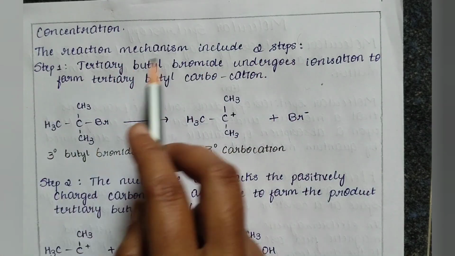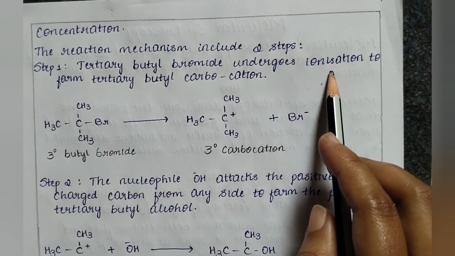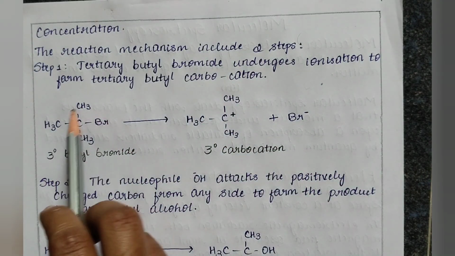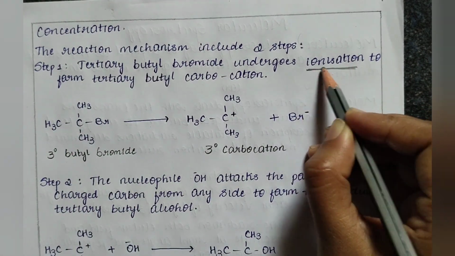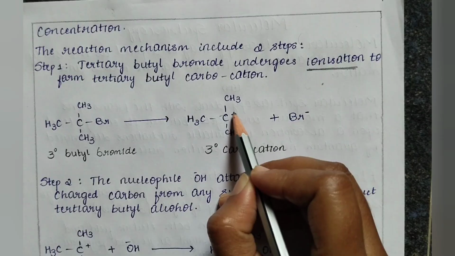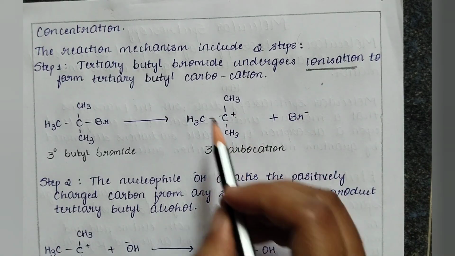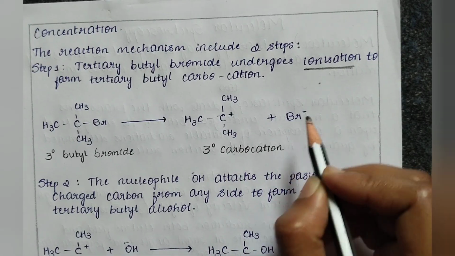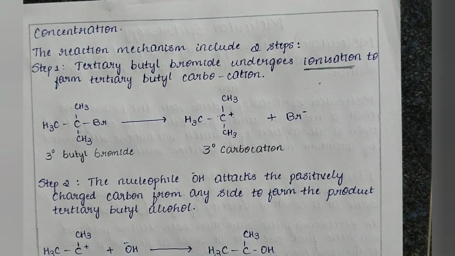The first step is that tertiary butyl bromide will undergo the process called ionization to form a tertiary butyl carbocation. So here we can see the tertiary butyl bromide will undergo a process called ionization, which is nothing but formation of ions. So here we'll get a positive ion and a negative ion. This is called the tertiary butyl carbocation and this is the bromide ion. So this is the slow step and also the rate determining step.